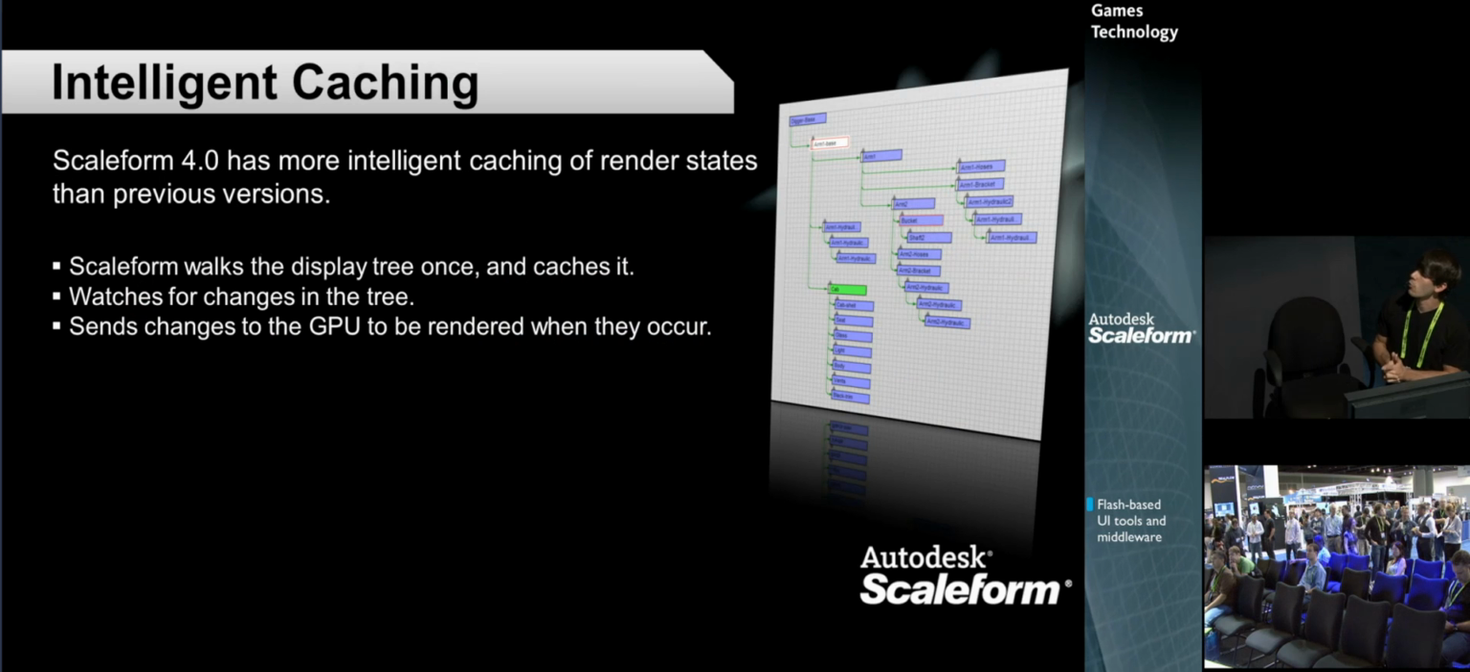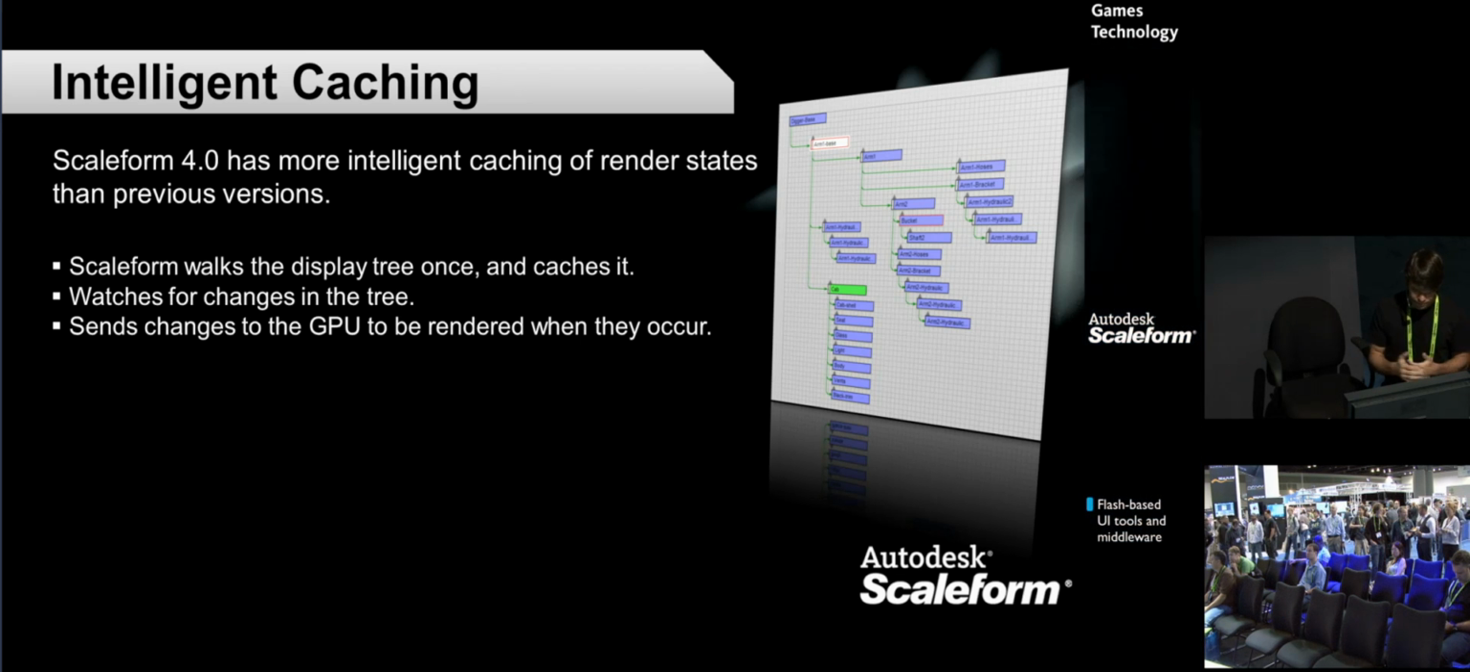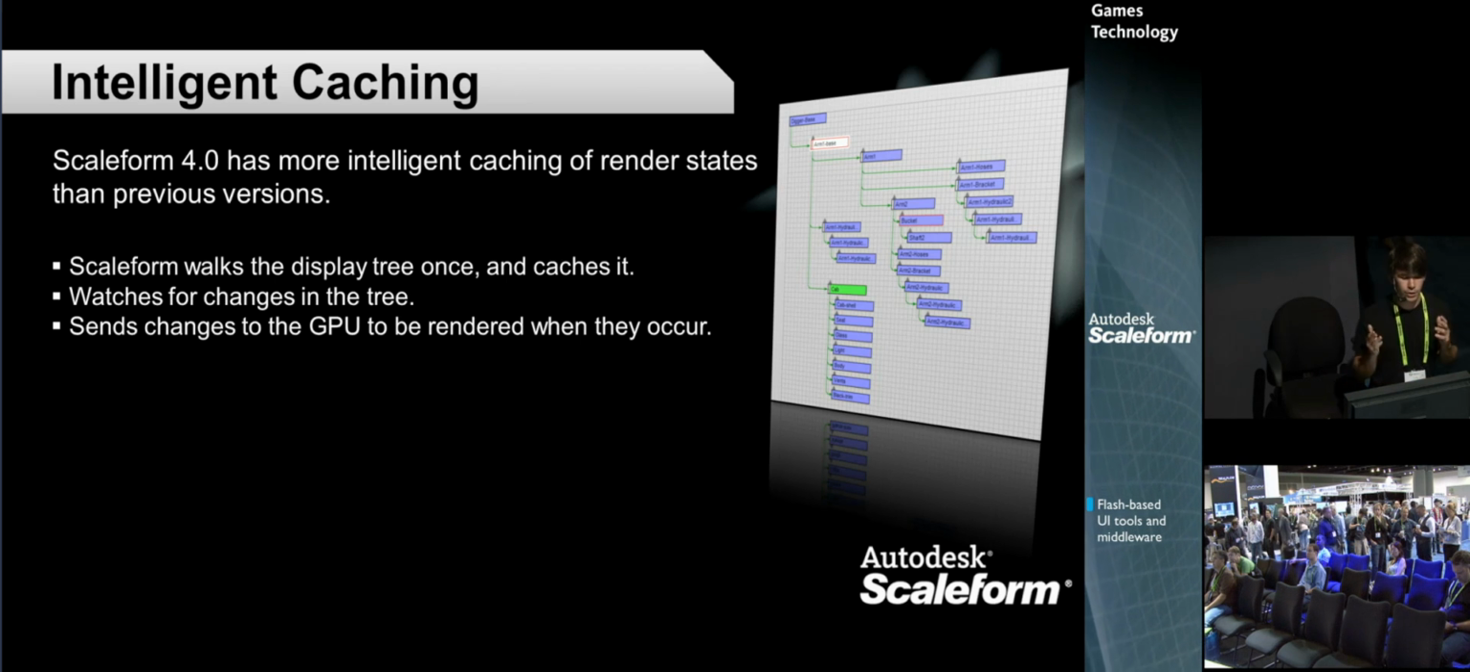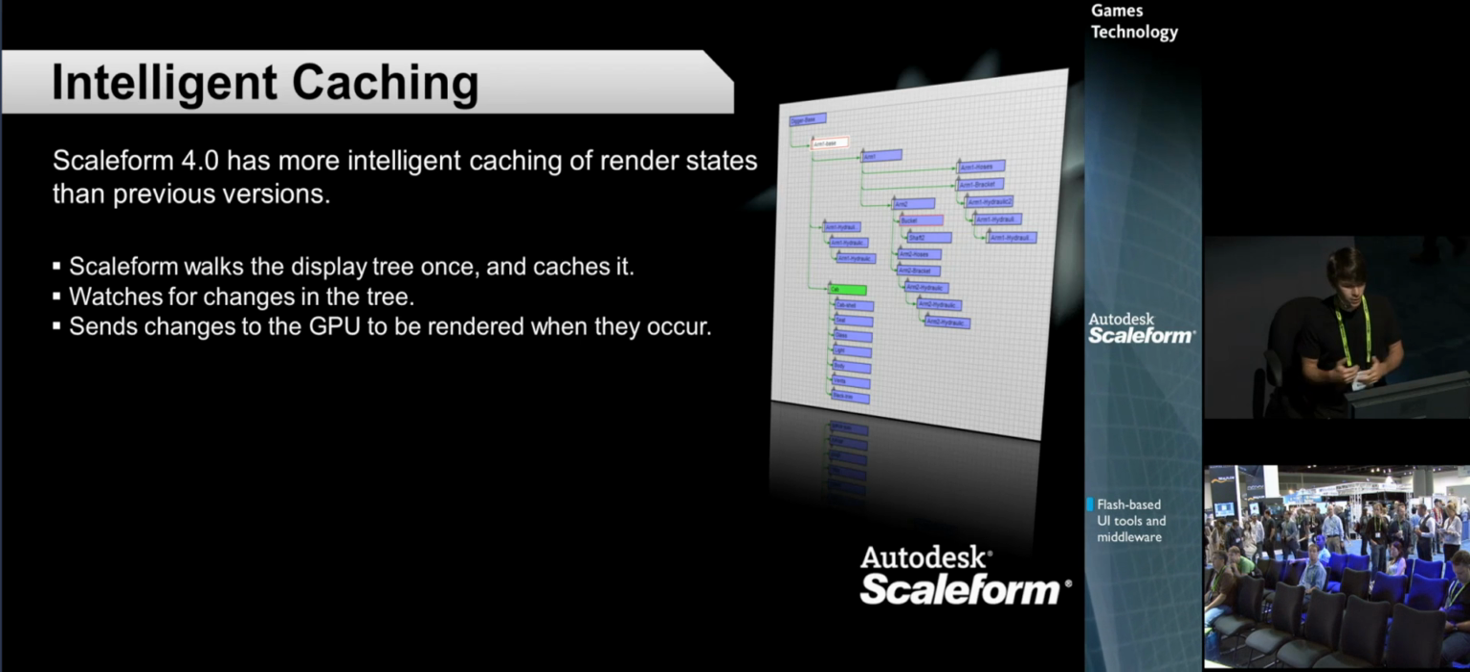A little bit more about the renderer. So for any given frame, you're going to have a scene graph, which is basically a list of all the elements in the display tree. In previous versions of Scaleform, Scaleform would walk the display tree every tick and actually send the full display tree information over to the GPU to be rendered. This is slow, as you can imagine.